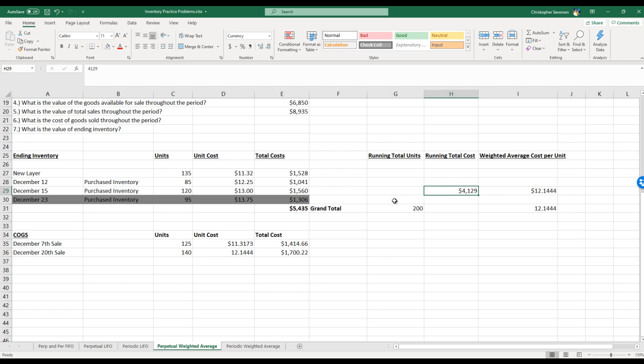I'm going to delete all this stuff out now. And now we have another new layer, and I'm just going to update this original one and destroy these other two layers. 200 units at 12.1444.